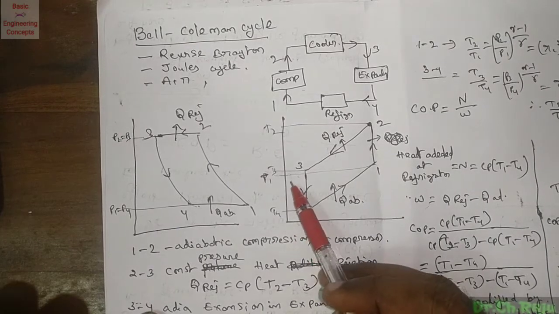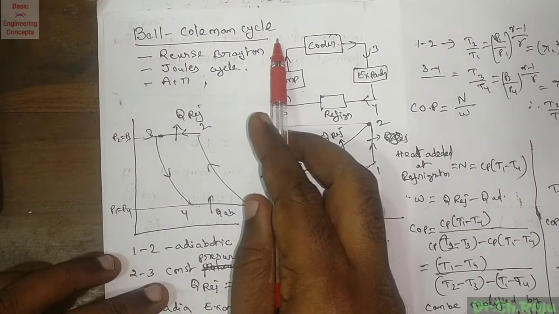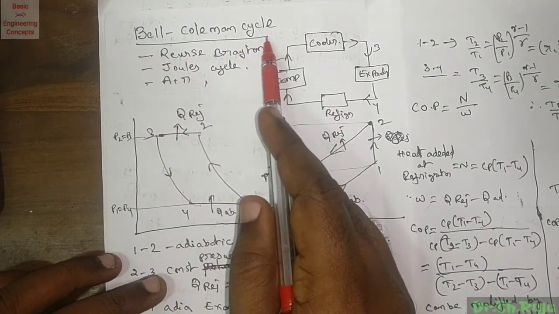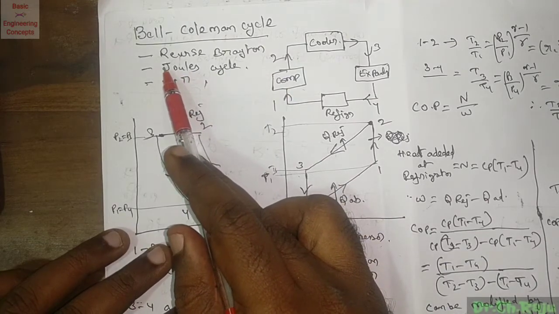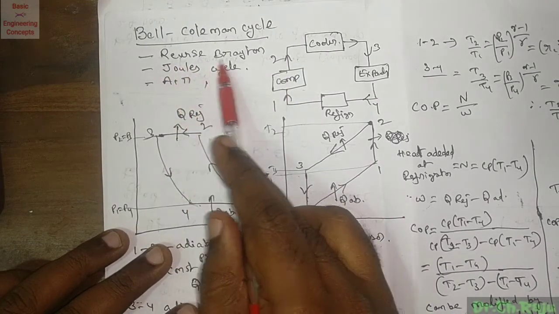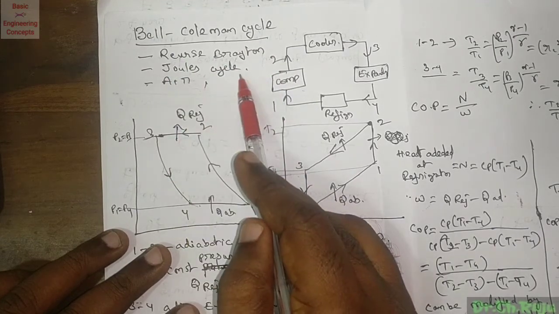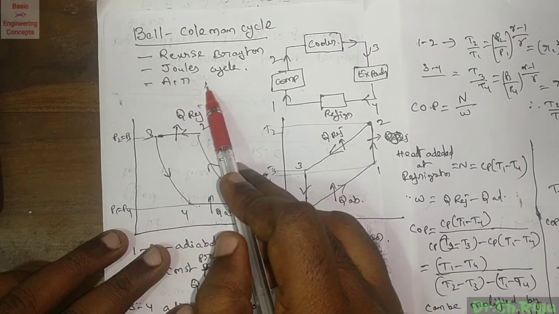In this session, I want to explain the Bell-Coleman cycle, air refrigeration. This Bell-Coleman cycle is also called a reverse Brayton cycle, also called a Joule cycle. Air is used as a refrigerant here.